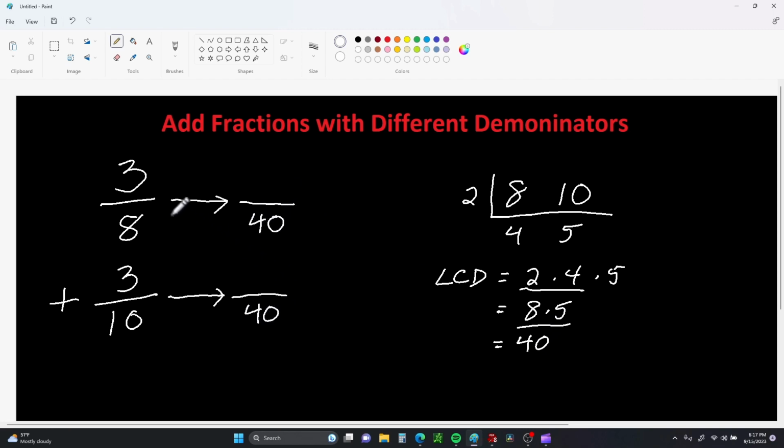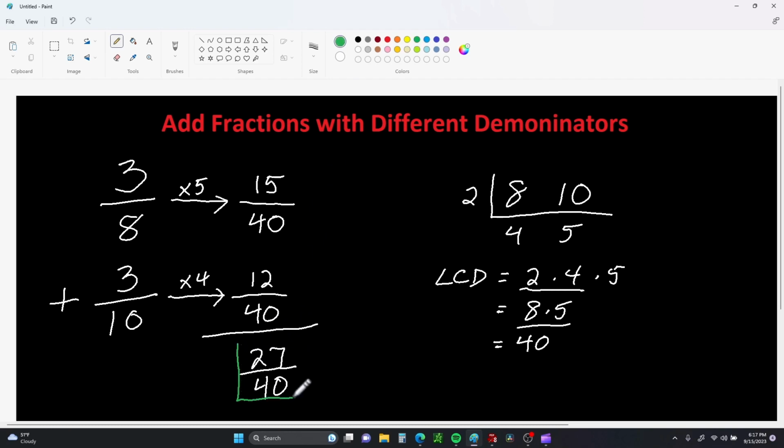Now what I ask is what do you multiply 8 by to get 40? And that's times 5. So I put times 5 here, and then 3 times 5 gives me the new numerator. It's very clean and neat to do it this way. To go from 10 to 40, I multiply by 4, and 3 times 4 is 12. And then when I add the two fractions, I'm only going to add the numerator, so I keep the denominator. And then 12 plus 15 is 27. And that's the final answer.